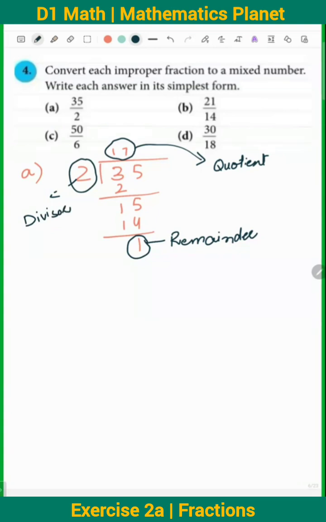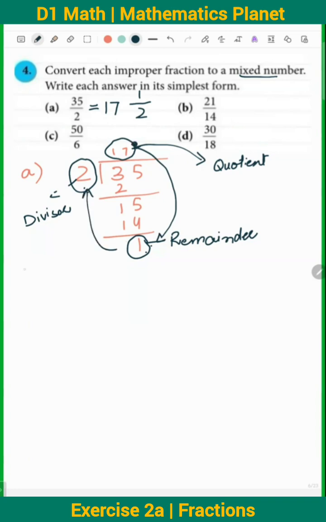So we have to write them as a mixed number. So what will be the mixed number that we will get? First of all, you will write the quotient, 17 whole. Then you will write the remainder over the divisor, 1 by 2. So it's like this: 17 whole 1 by 2. You start by writing the quotient, then the remainder, then the divisor. Okay. So now next one is the B part.